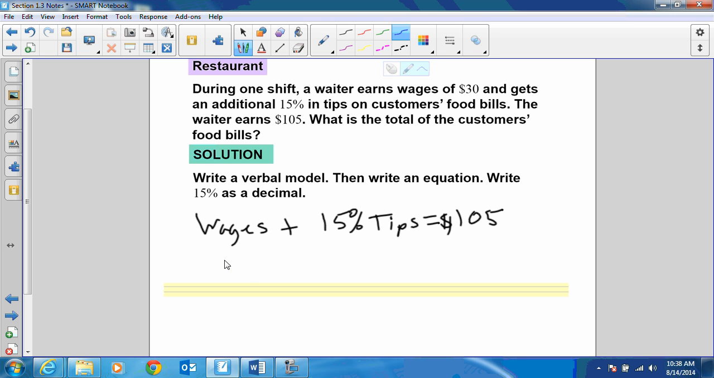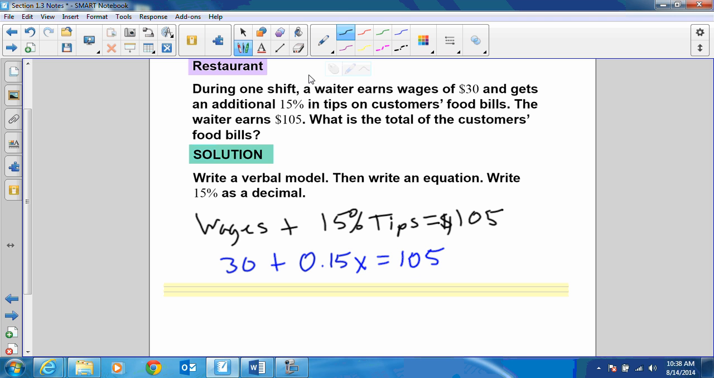So the wages is $30 plus 15%, which we need to write as a decimal, so 0.15 times the tips. Do we know what is the total of the customer's food bills? Okay. Well, 15% tips on the customer's food bills is what we have to find out. That's our x, which is all algebra is, trying to solve for an unknown. We're just trying to solve a problem. So let's make that x equals 105.